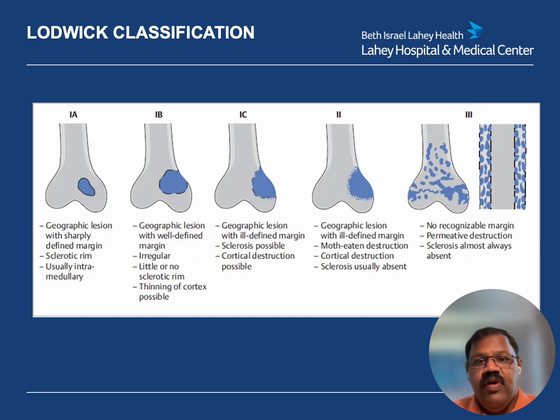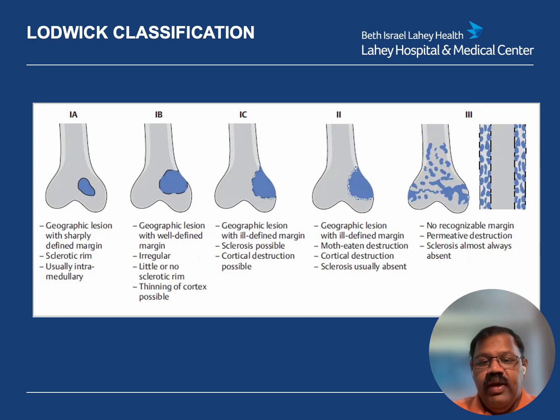Type 1 margins are defined as geographic lesions, and they're further subclassified into subtype A, B, and C. 1A specifically represents geographic lesions with sharply defined margins, and they usually have a sclerotic border, and they're usually intramedullary in location. And when we say geographic lesion, which is the term used in general for a type 1 Lodwick margin, we're talking about a lesion that is perfectly identifiable on the radiograph and completely separate from normal bone all around it. It doesn't coalesce from multiple lesions. It's usually a single solitary lesion with completely normal surrounding bone and a single area of involvement.